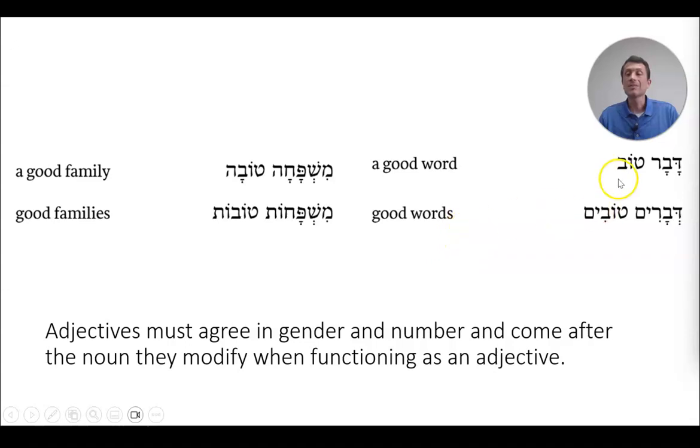But here's some examples. We have davar tov. So literally this is word good. We want to translate that in English as a good word, because in English we put the adjective before the noun. Or devarim tovim would be translated good words. Literally this is words, goods, right? You see that plural ending. But in English we translate just good words. Here we have mishpacha tova, a good family, or mishpachot tovot, good families.